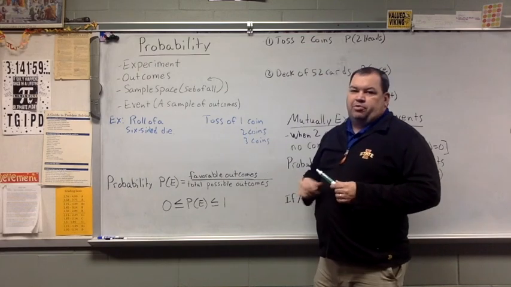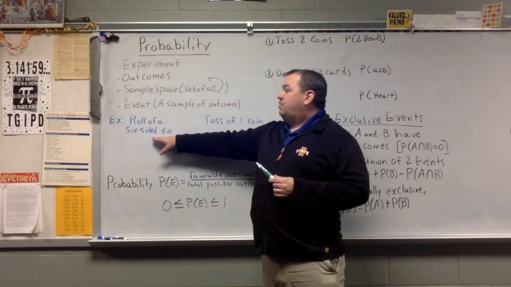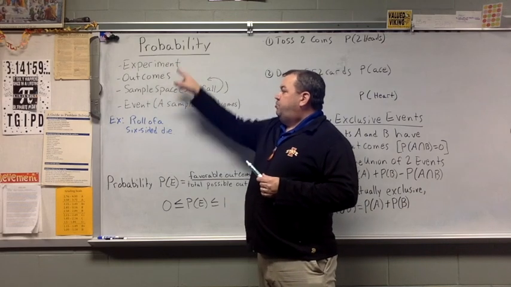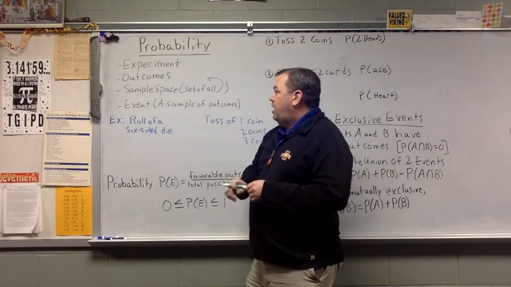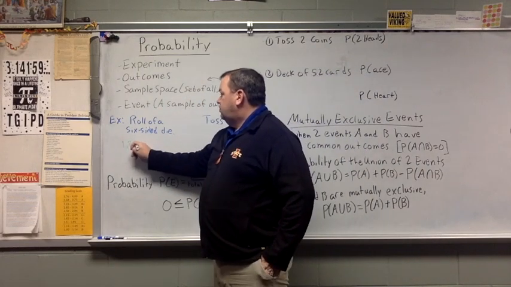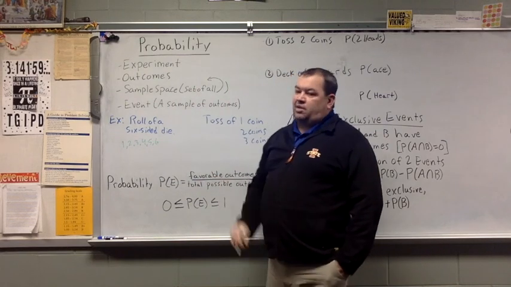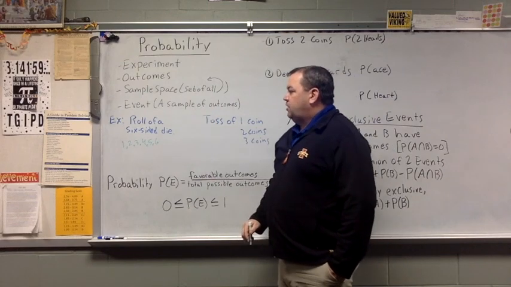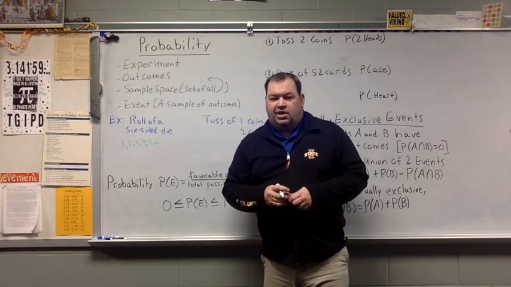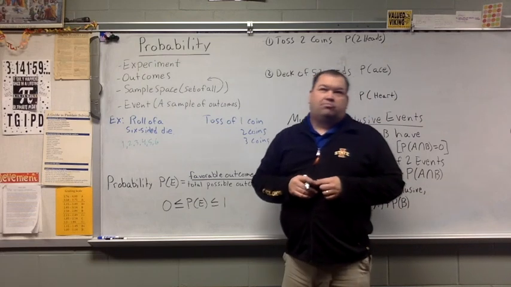So let's look at a couple of examples here. If I talk about rolling a 6-sided die, the experiment would be actually rolling the die. The outcomes that I could have are those 6 numbers, and that's the sample space. Everything's going to come out of that, and an event would be something like, what's the probability of getting a 4? What's the probability of getting a 2?